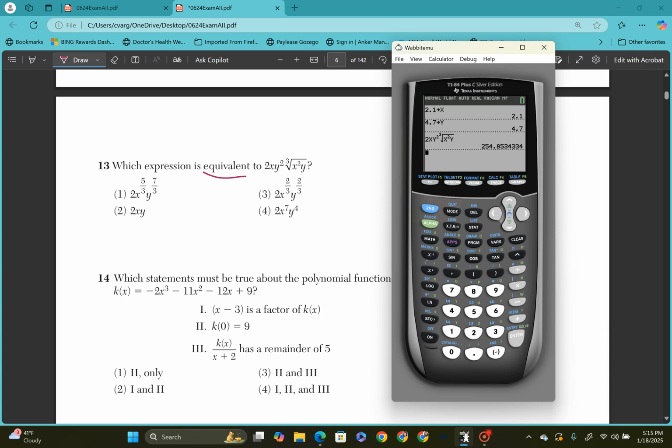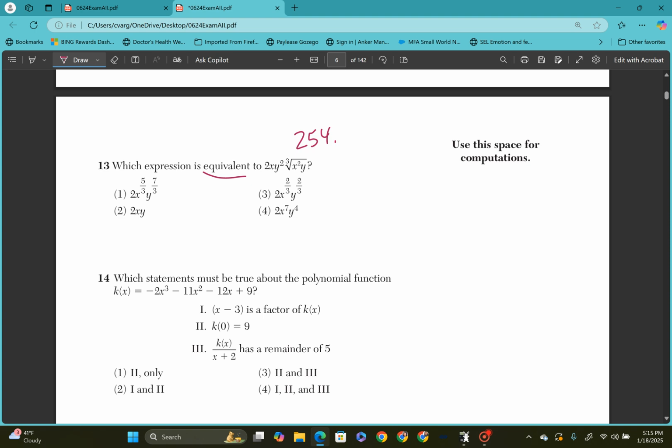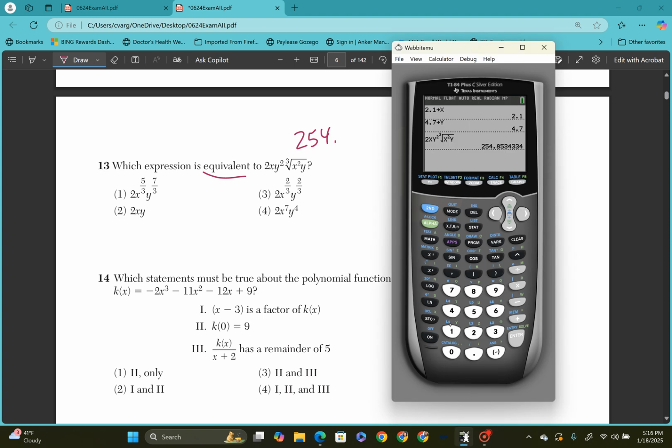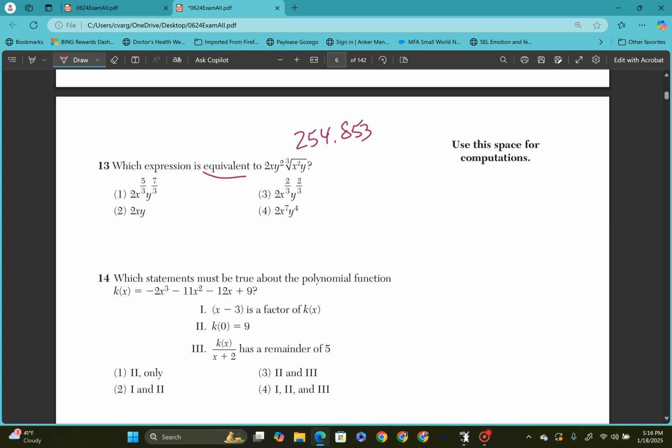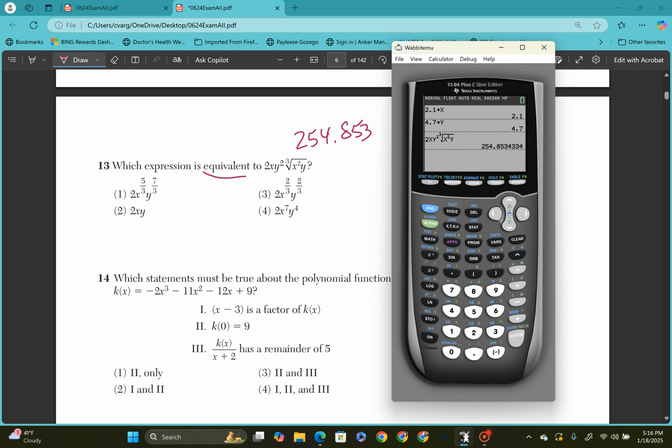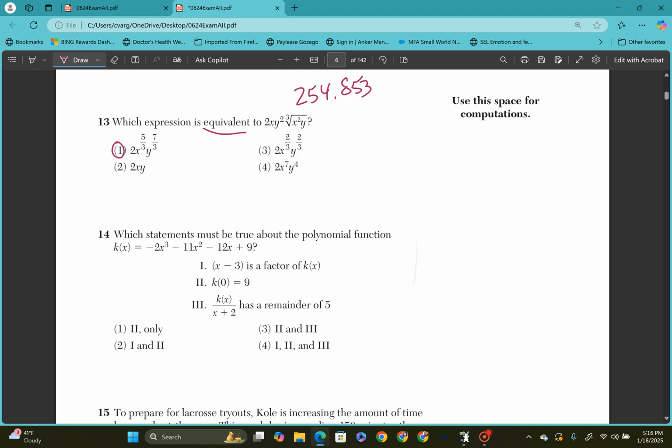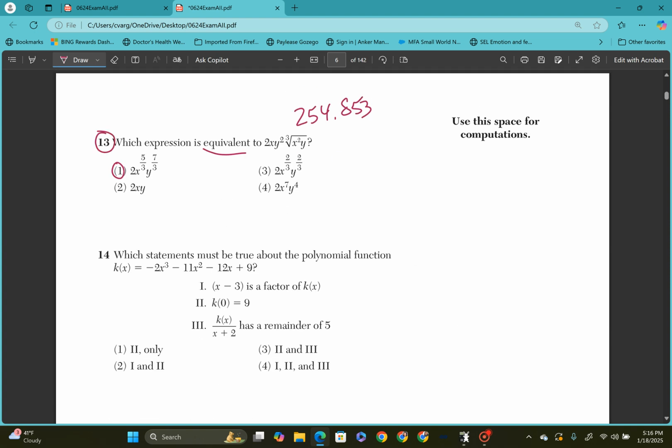And then now I'm going to match. So my correct answer is going to equal 254 point something, 853. So I'm going to see which one matches that. Let's go ahead and type in the first one. So 2x to the, right? I have a fraction here. So alpha y equals option number 1, 5 over 3. And then I'm going to go to the right, and then I'm going to do my y to the 7 over 3. So alpha y equals option number 1, 7 over 3, and boom, they are the same. Okay. So that is the first 13 questions that we could do right now. We could have done everything just by learning units 1, 2, 3.